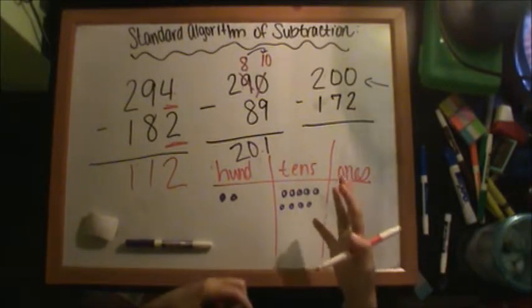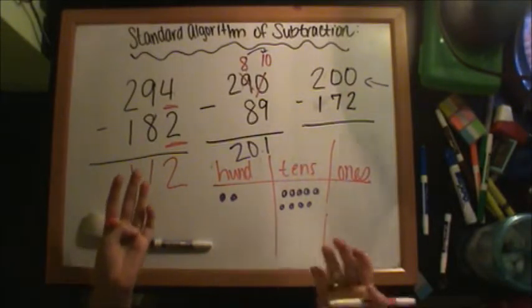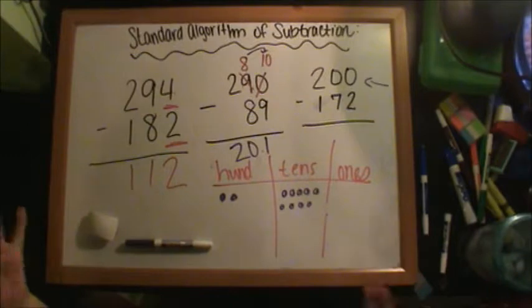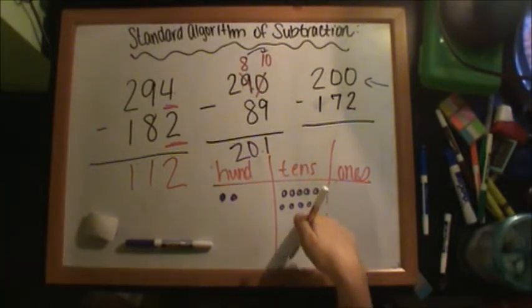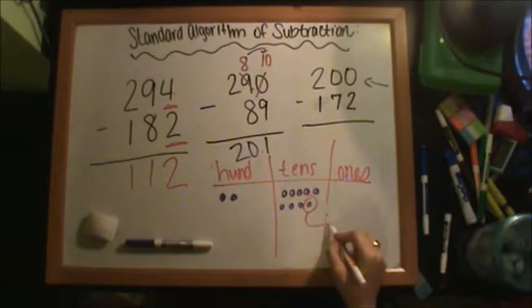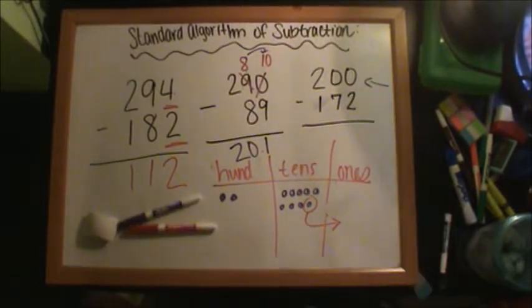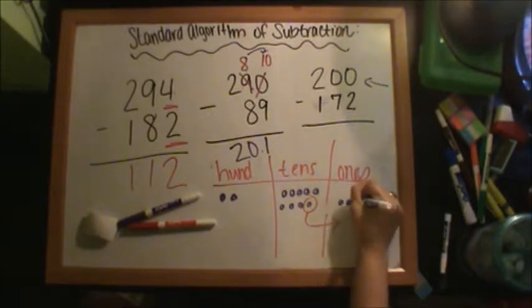So I always like to relate it back to money. You could say you have a $10 bill, you owe me $9. How are you going to do that? Well, you need to break down that 10, right? So I'm going to take this and I'm going to move it over here, and it's going to make 10 ones.